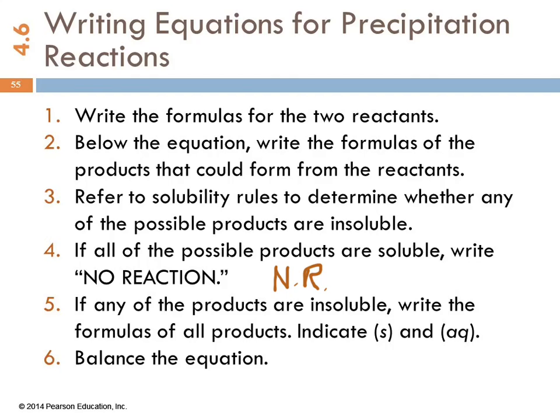Precipitation equations, I should say, are equations where we do care about these state symbols. We want to indicate which of those products is the solid and which one remains aqueous. So let's do an example.